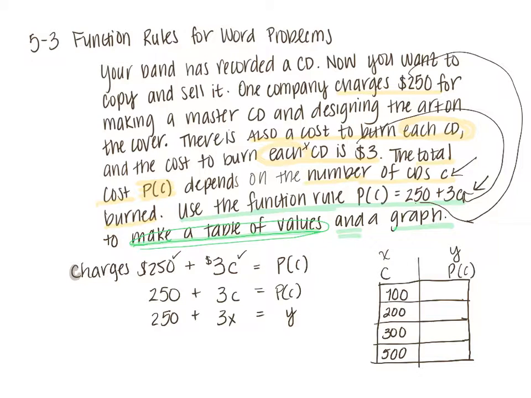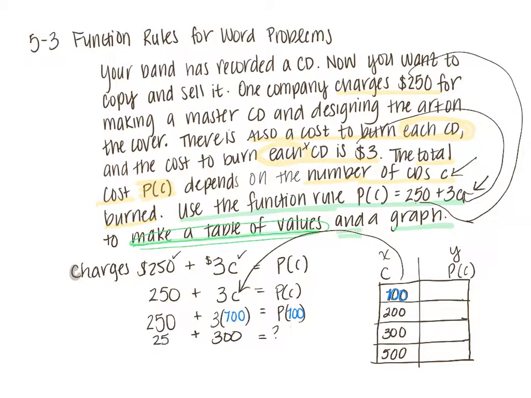What's my total cost? Well, in order to find my total cost, I need to plug these values in for C. So how would I do that? Alright, so I'm going to take this 100 and I'm going to put it in place of C. Okay, this looks manageable so far. Now we can solve this to see what P equals when C is 100. Well, I'm going to get 300, 3 times 100, and I'm going to add 250 to it. So that's going to be 550 equals my P of C.